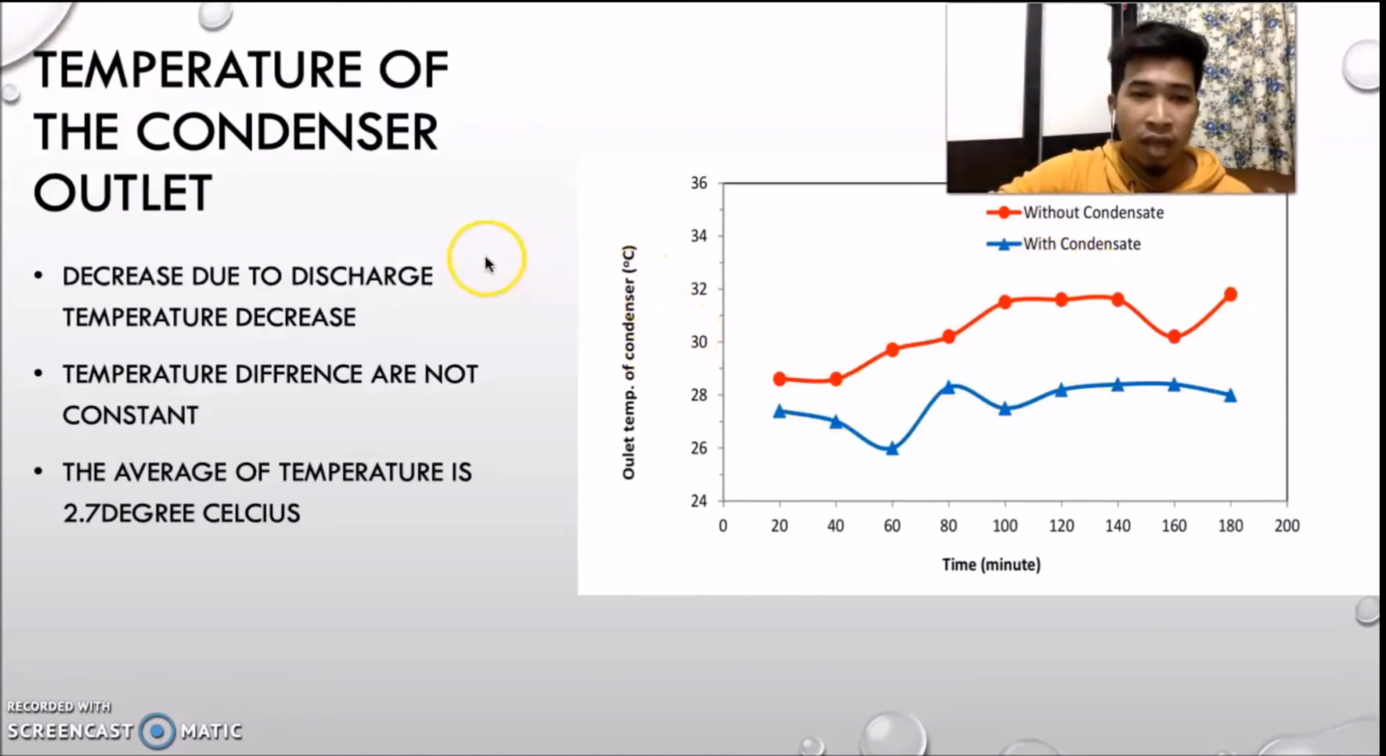This is the graph for the temperature of the condenser outlet. The temperature of the condenser outlet decreased due to the discharge temperature decrease. The temperature difference is not constant, as we can see in the graph. The average is 2.7 degrees Celsius.